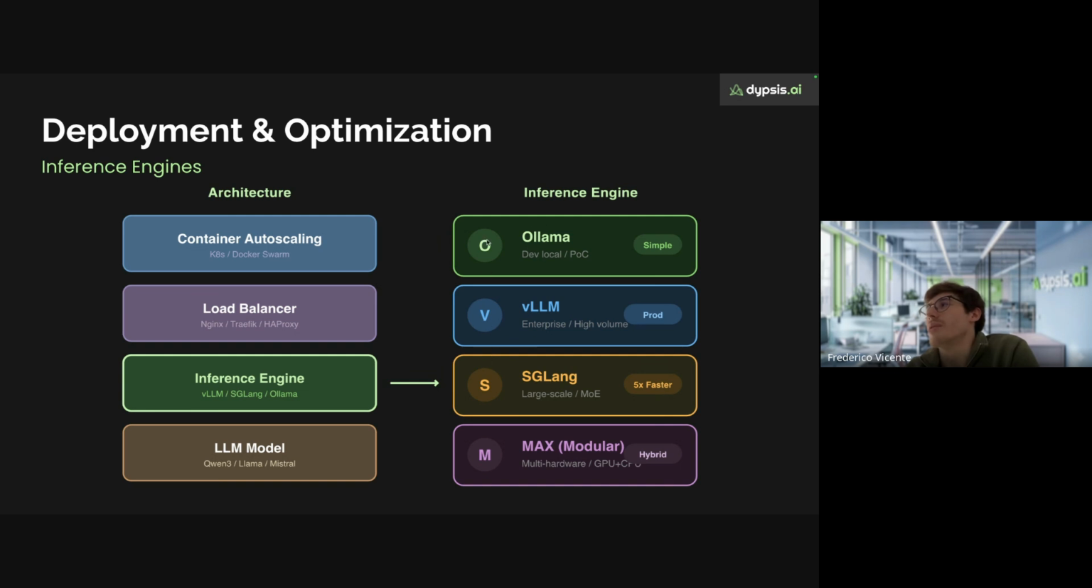Ollama is very basic, and it's normally more interesting for just doing some tests locally or testing some models locally. But for real production use cases, you want to use one of these, so vLLM or SGLang or Max, which are really optimized for running language models, visual language models, embedding models, whatever you can think of, with very efficient speed.